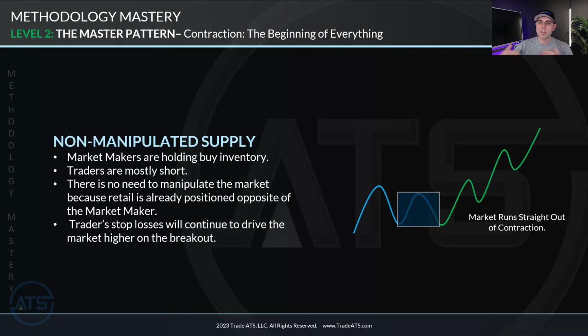And how's it going to run? It's because traders' stop losses, because remember, they're positioned short, will continue to drive the market higher on the breakout. It just needs to push it a little over the edge, and there it goes. And the market makers are already holding the positions that they want, right? In this situation, there's no need to manipulate supply because everyone's positioned in the market maker's favor.